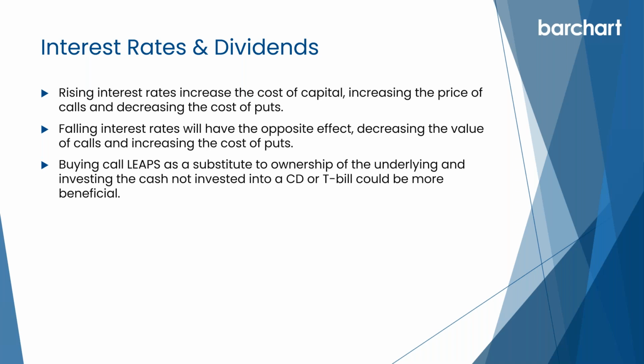So if, instead of spending $53,000 to buy the S&P for 100 shares, I could buy one LEAP for $8,000 and still control what would be 100 shares of the S&P, the SPY. But I had saved myself $43,000 in cash. So I could take that $43,000 and invest it in a T-bill or a CD during the length of the time of that LEAP. So let's just assume 5%.